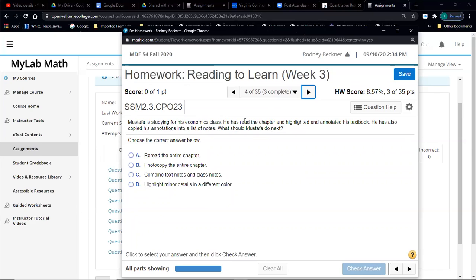So all of these things are good. First, he highlighted and annotated simple things. Then he took those and made them into his own notes, a much smaller, much more focused collection of ideas. So what should he do next?